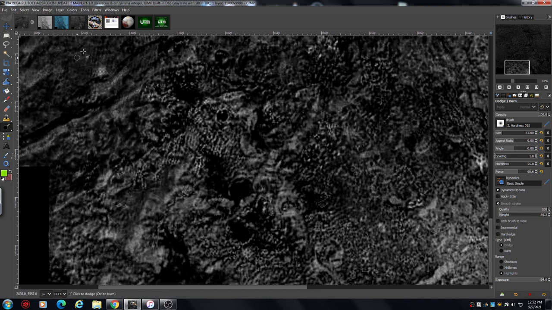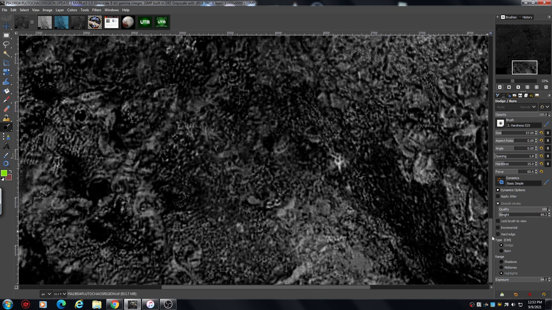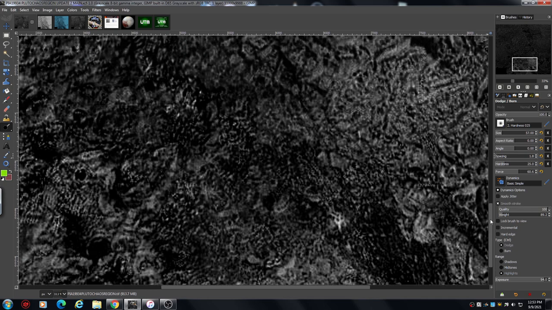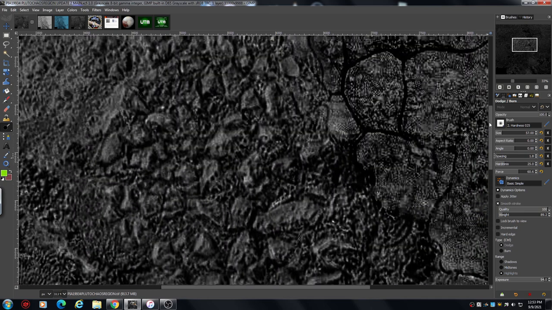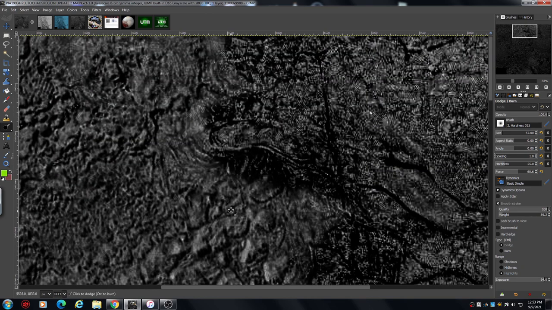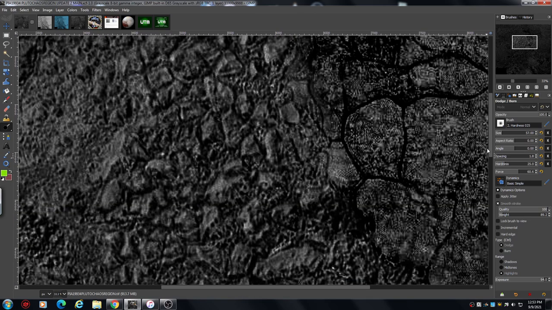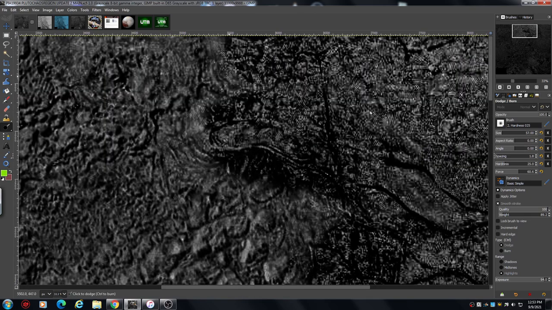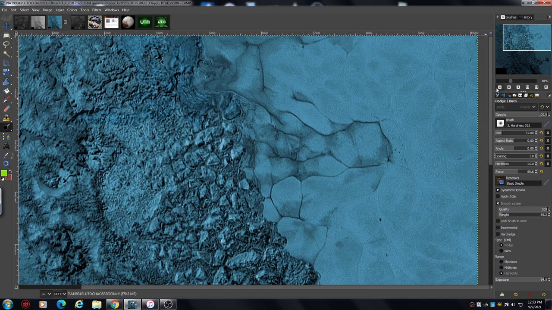So these darker areas here, I haven't done any work on, apart from darkening them. And I was a little bit hasty with this image as well, because I wasn't paying attention to the contrast and I blacked out quite a lot of these areas too much, but it's still working, so I went for it.